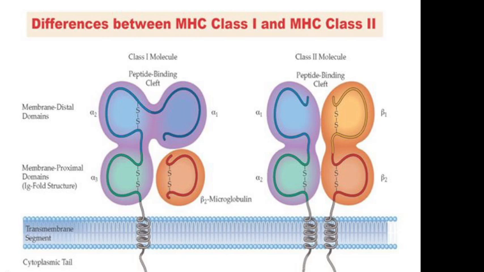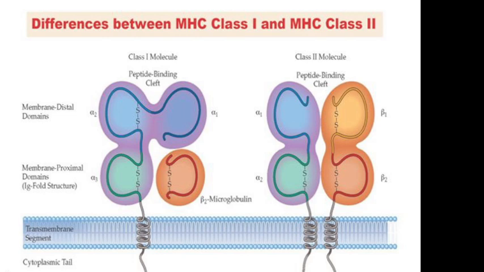Now, this is, in short, a brief description of the structures of class 1 MHC and class 2 MHC. Now, let us see which T cells are presented with antigen by these respective MHC molecules. The class 1 molecule presents antigen to the cytotoxic T cell, and class 2 MHC presents antigen to the TH cell. So, class 1 MHC is responsible for TC cell activation and class 2 MHC is responsible for TH cell activation.